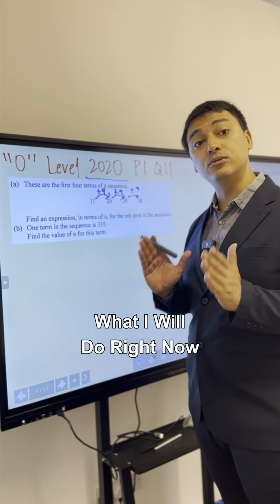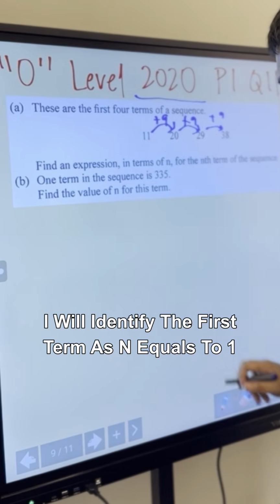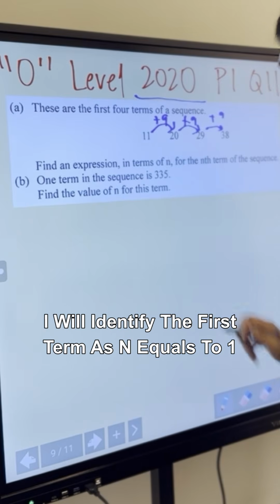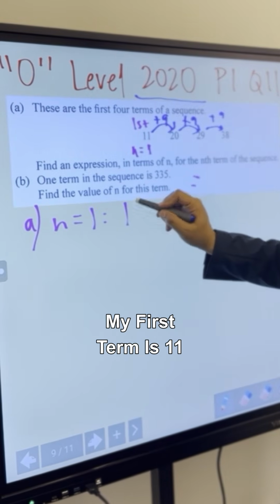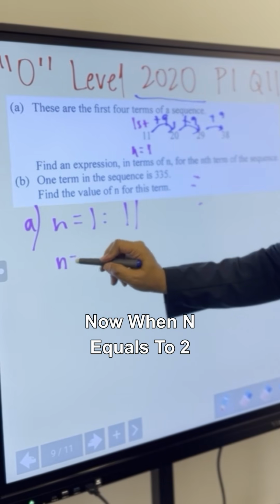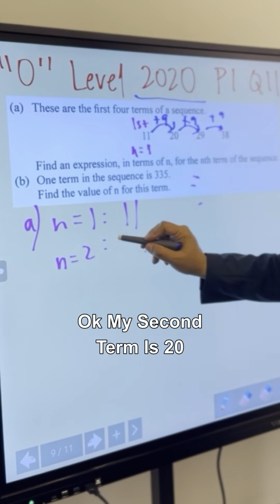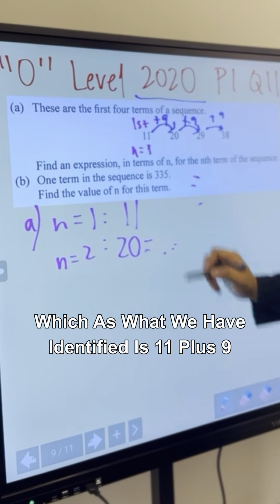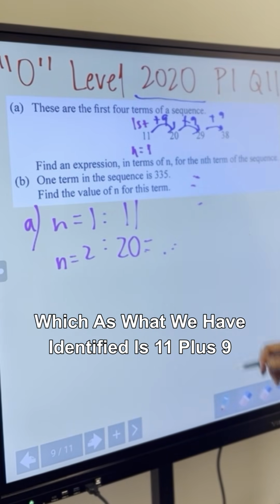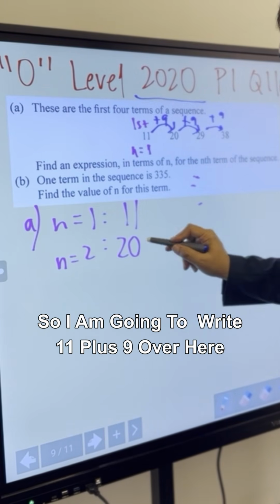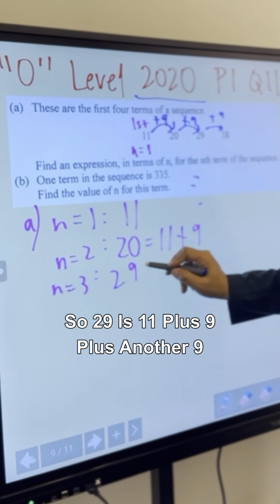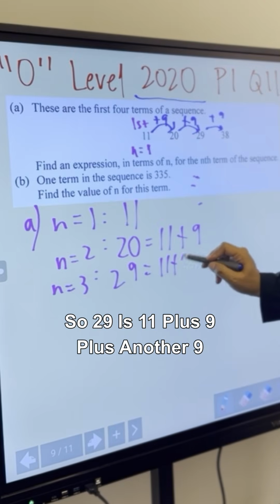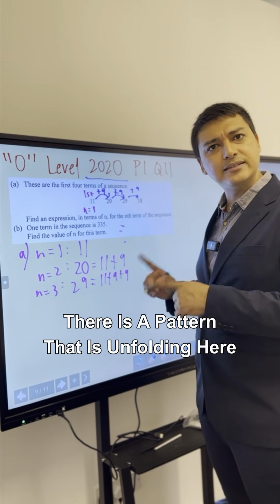What I will do right now, I will identify the first term as n equals 1. So when n equals 1, my first term is 11. Now, when n equals 2, what is my second term? My second term is 20, which, as we have identified, is 11 plus 9. So I'm going to write 11 plus 9 over here. Now, what about my third term? My third term is 29. So 29 is 11 plus 9 plus another 9. There is a pattern that is unfolding here.